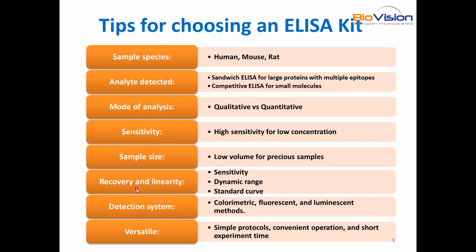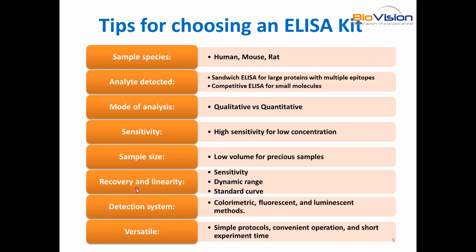Next parameter is the detection system or the readout. There are several different detection systems in ELISA kits available. That can be colorimetric, fluorescent, or luminescent methods. However, the principle is that all ELISA involves the immobilization of the analyte to the surface, as well as the use of enzyme and the matching substrate.